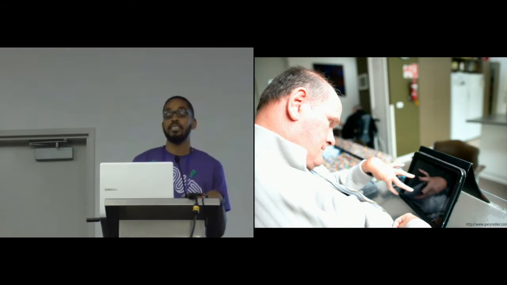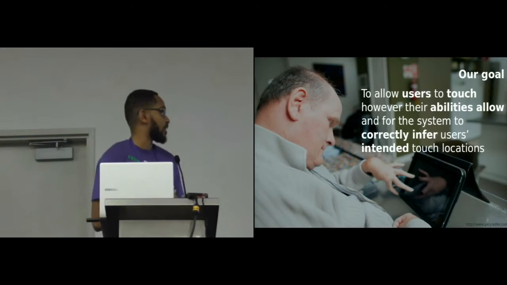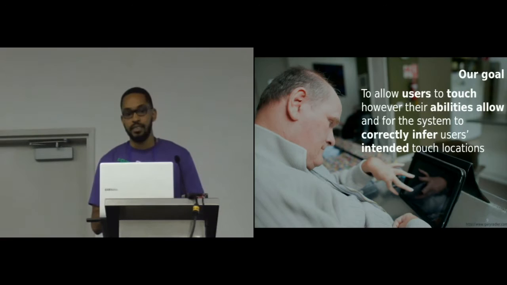And in addition to that, it's also difficult for many users with motor impairments to land and lift within the bounds of the target, because that requires a great deal of fine motor control. So our goal is to allow users to touch in however their abilities allow, and for the system to correctly infer the user's intended touch locations.